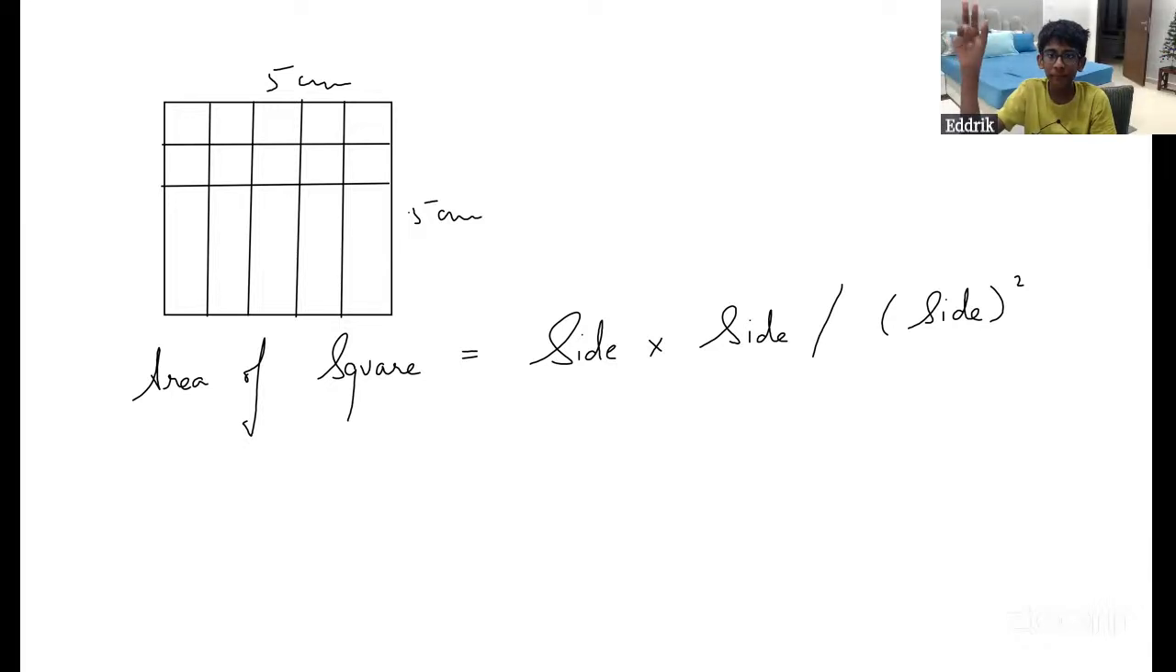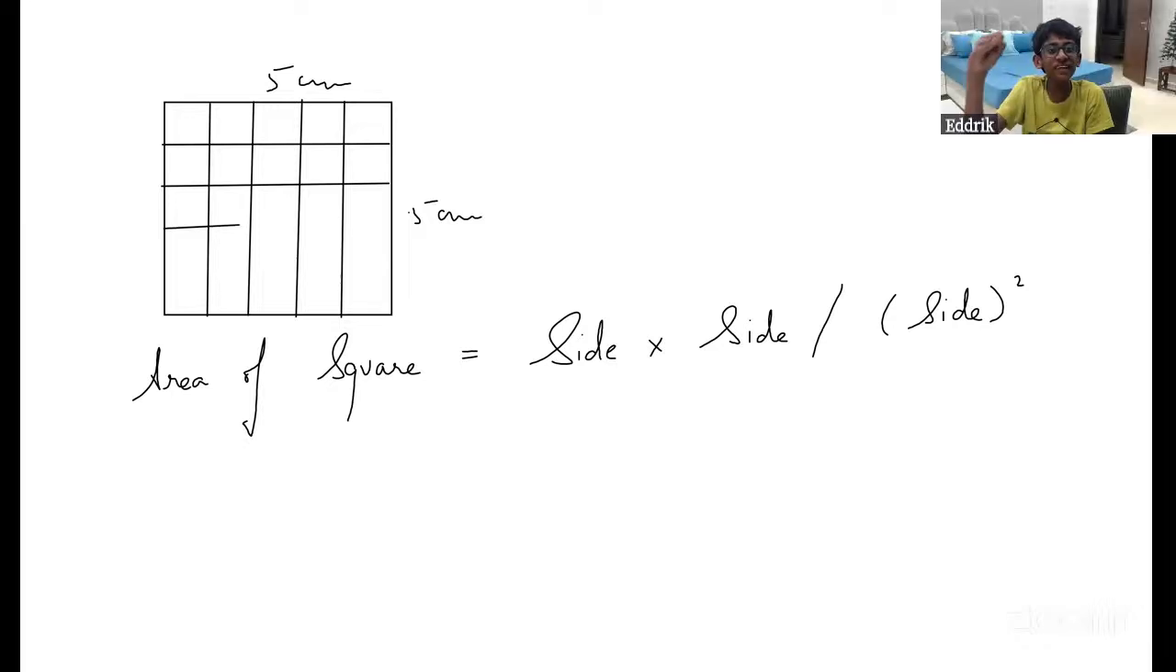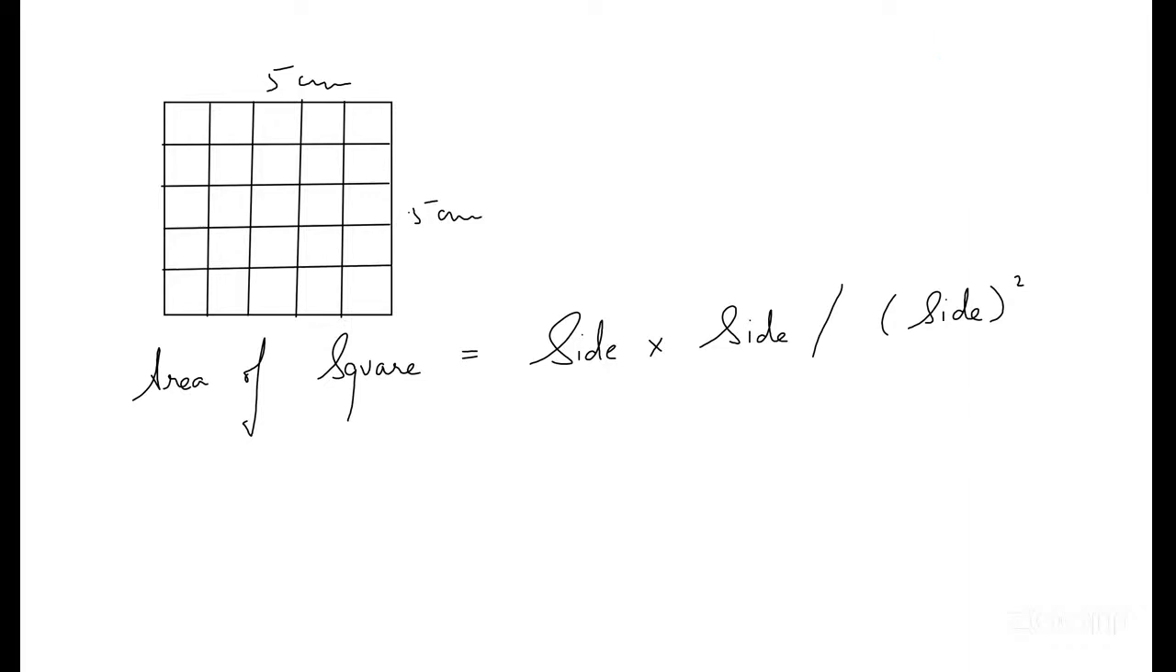Yes, ma'am, that's right. For a rhombus and parallelogram, we use base into height. If the sides have different measures, then we use base into height. But if it looks somewhat like this.